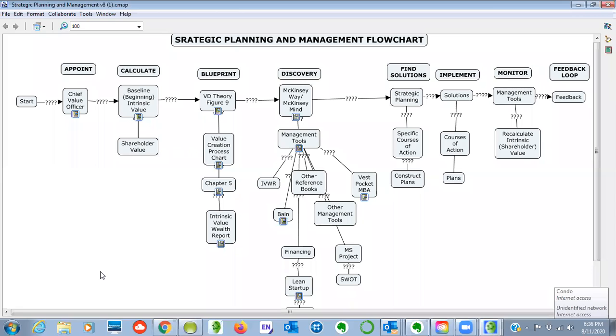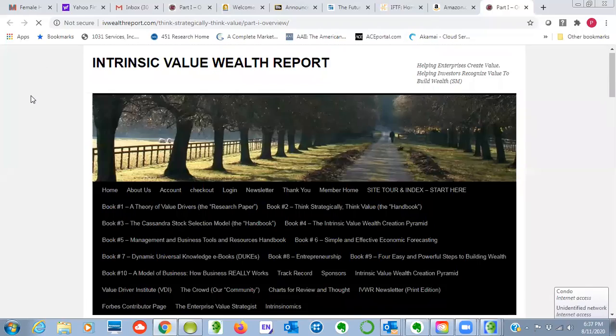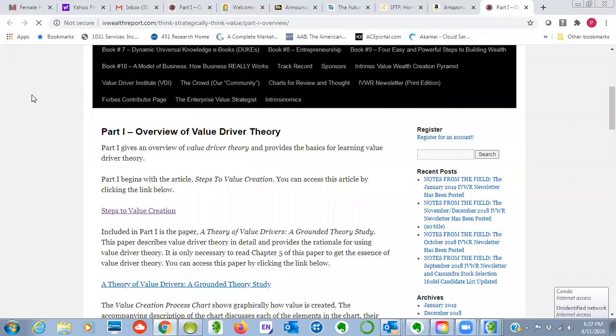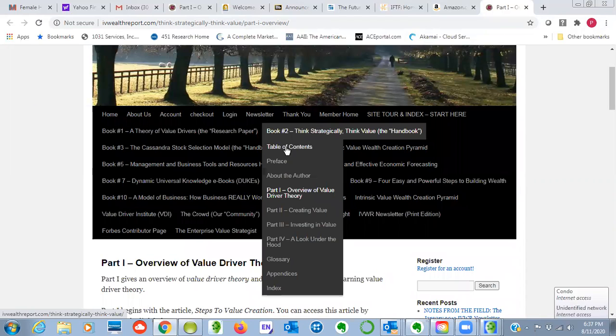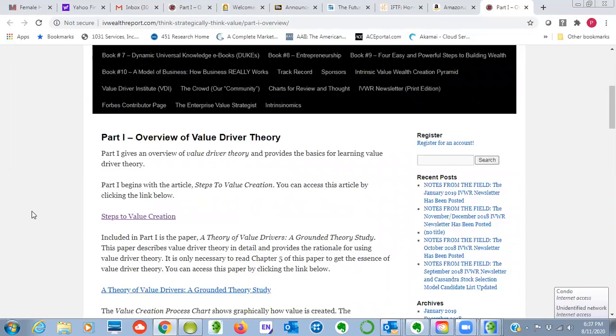And again, here, let's bring up that chart real quick. Oh no, that's not the one I wanted. Let's do this one here. Okay. So again, in the financial management course that you've either had or will be taking, we talk about how to calculate that intrinsic value. That's what we spent a good part of the course on. Here we go. It's in Intrinsic Value Wealth Report, book number 2, Think Strategically, Think Value, part number 1, Overview of Value Driver Theory.